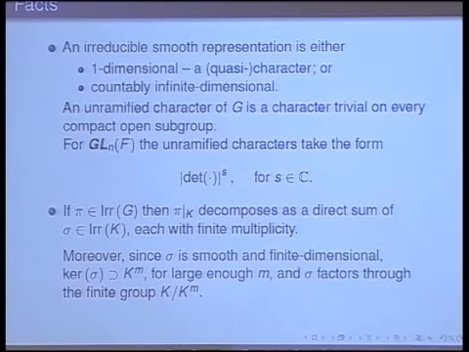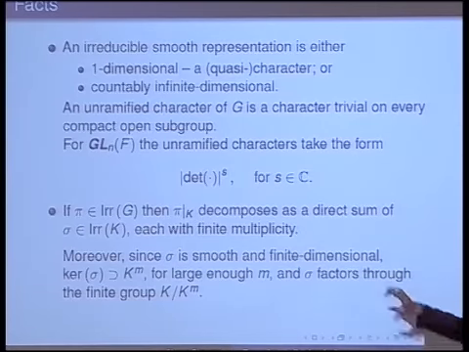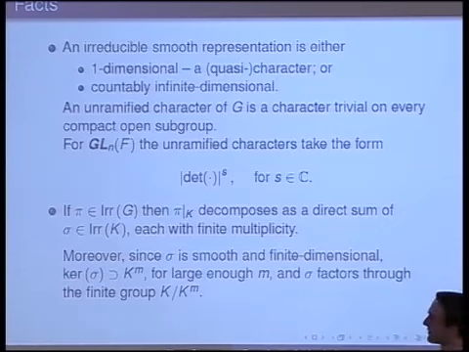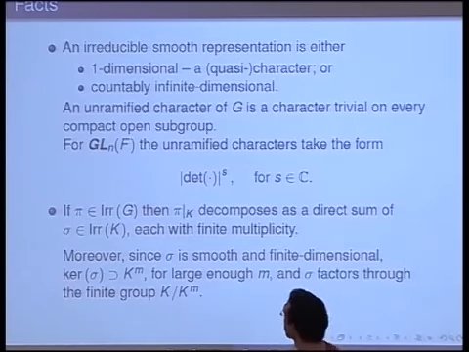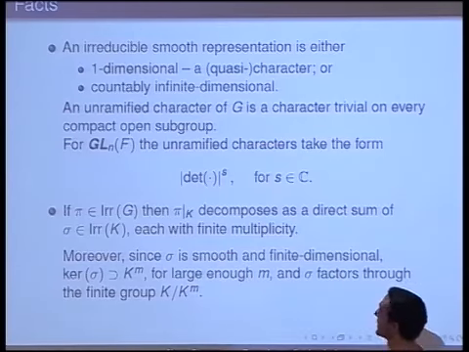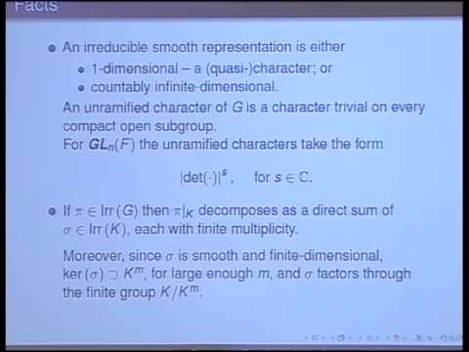In a sense, the reason why it's useful is the following result, which says that if you have an irreducible representation and you restrict it to some compact open subgroup K, then it decomposes as a direct sum of irreducible representations, each with finite multiplicity. And in fact, it's even more than just finite multiplicity. It's even somehow bounded, a uniform bound.